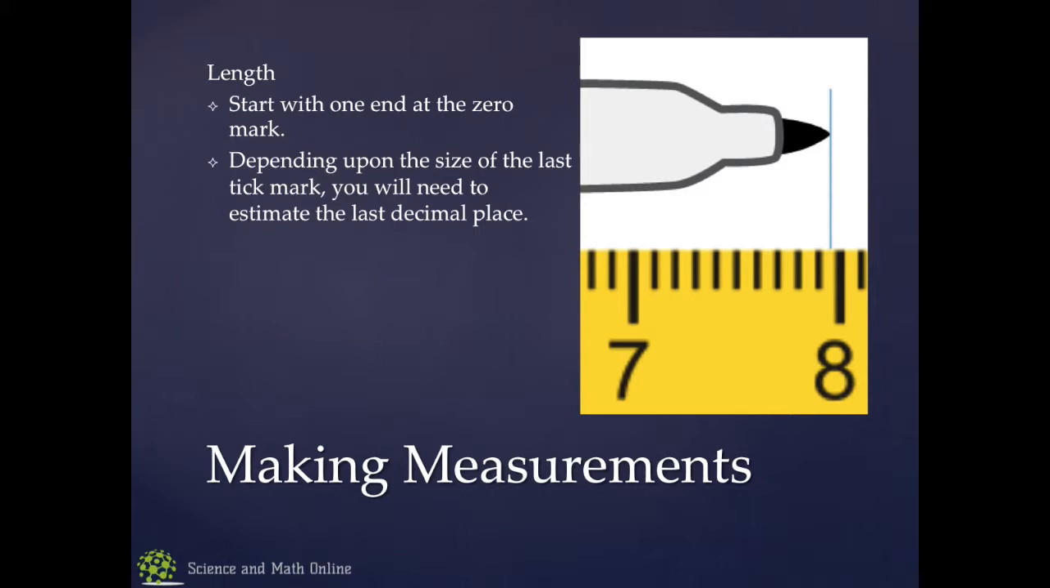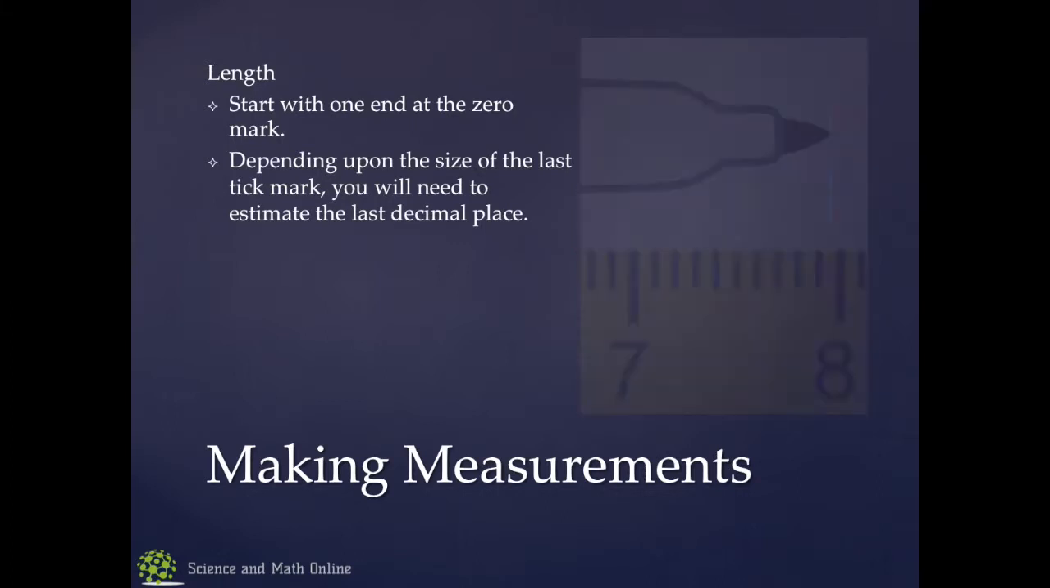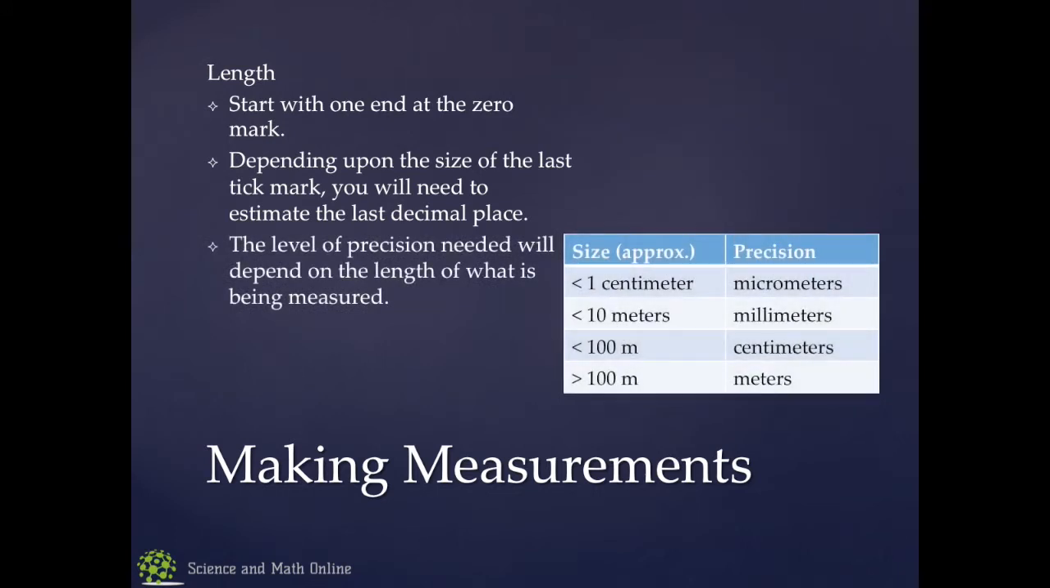But millimeters are really small. And so usually I would probably say that that's 8.0. I'd probably go to the closest millimeter just because that's what I'm capable of reading without a magnifying glass. But the bigger the object, the less accuracy and precision you need, so you don't have to estimate that last place so much.